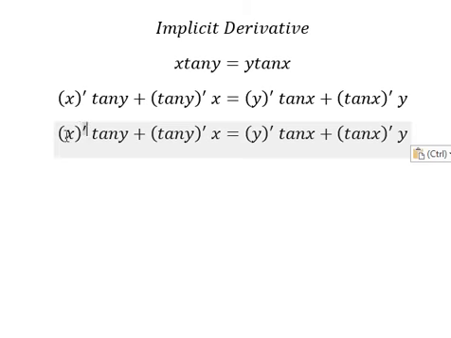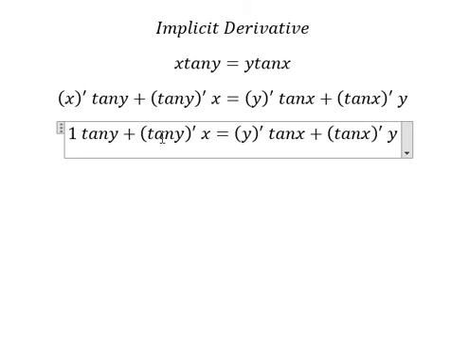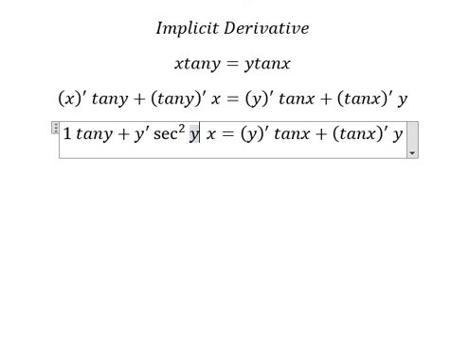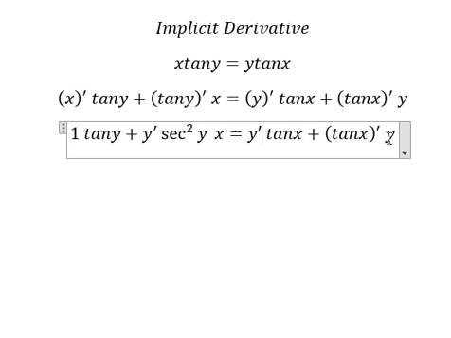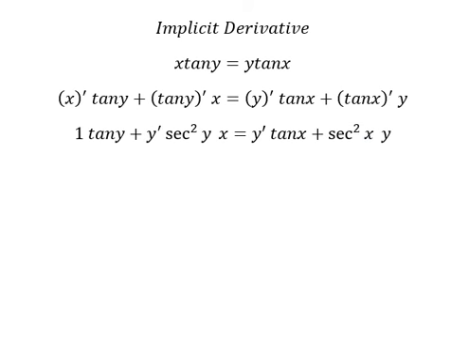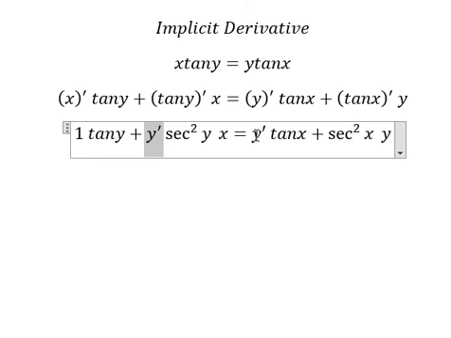So the first derivative of x, we have 1. The first derivative of this one, we have the first derivative of y times secant of y squared. This one, we have the first derivative of y. This one, we have secant of x squared. Next, we have the first derivative of y. We can do factorization.